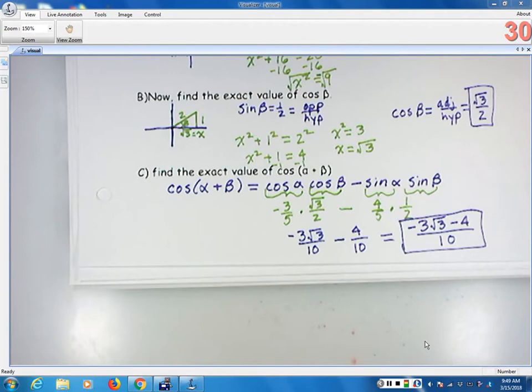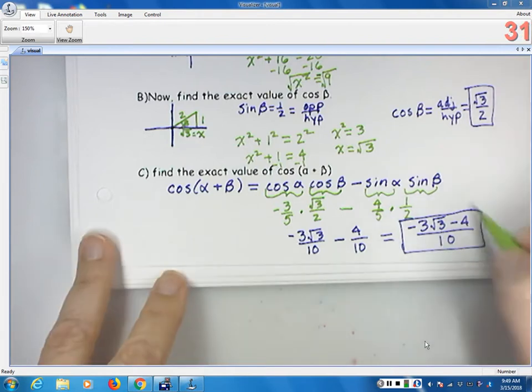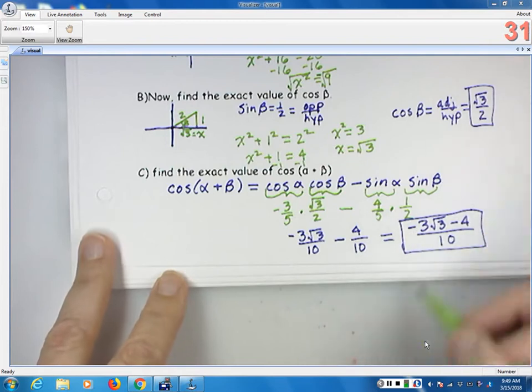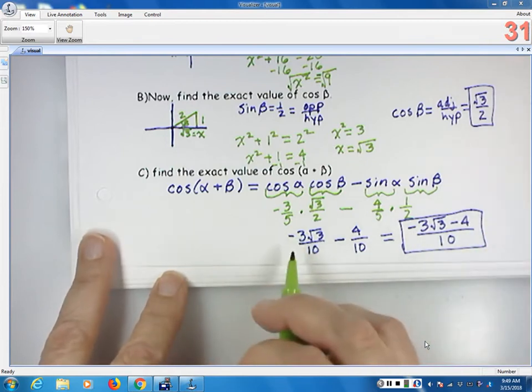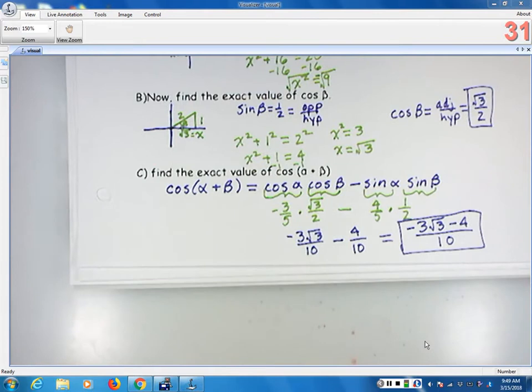Okay, and that's the exact value. You can't combine the terms in the numerator. You can't all of a sudden put parentheses here and make this minus sign act on both things. The minus sign is only acting on this term. You don't have to factor the minus sign out. This is it. This is the answer. Any questions?